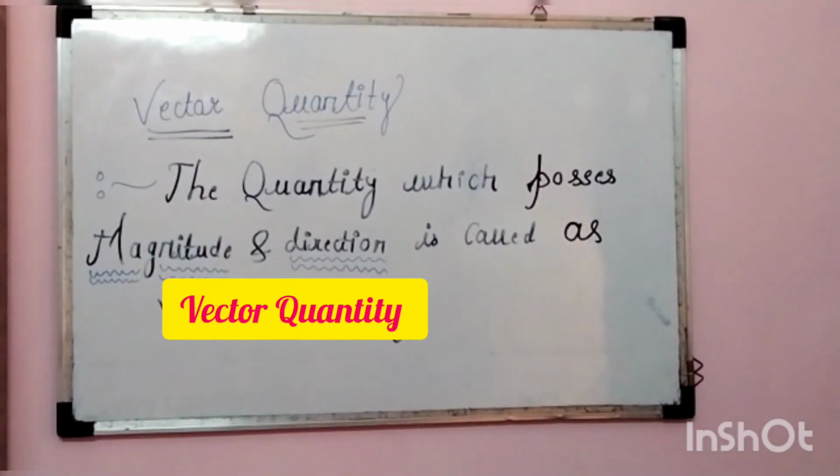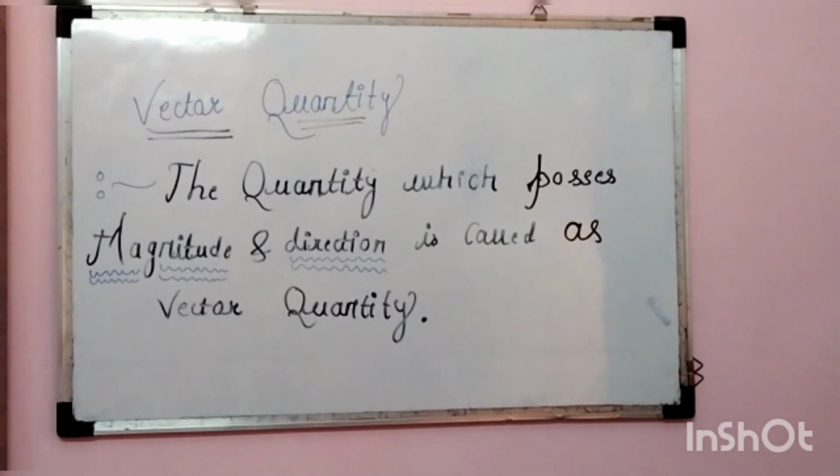Our second topic is what is meant by vector quantity. The quantity which possesses magnitude as well as direction is called a vector quantity.